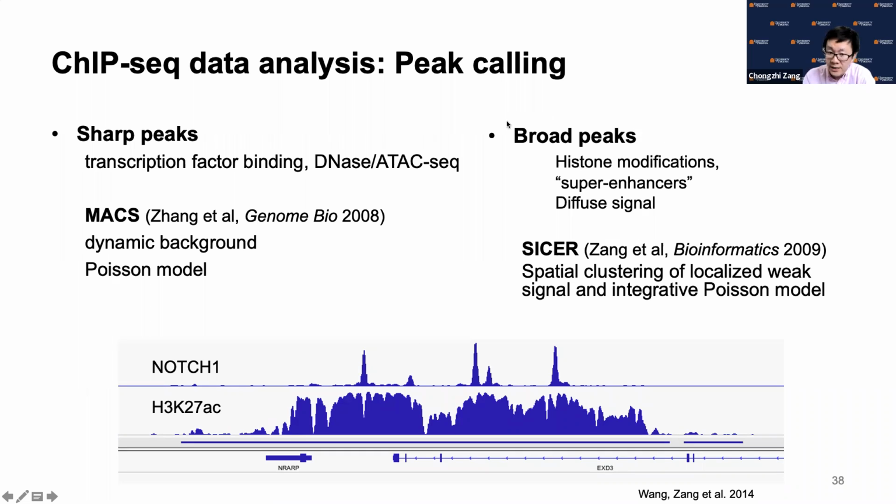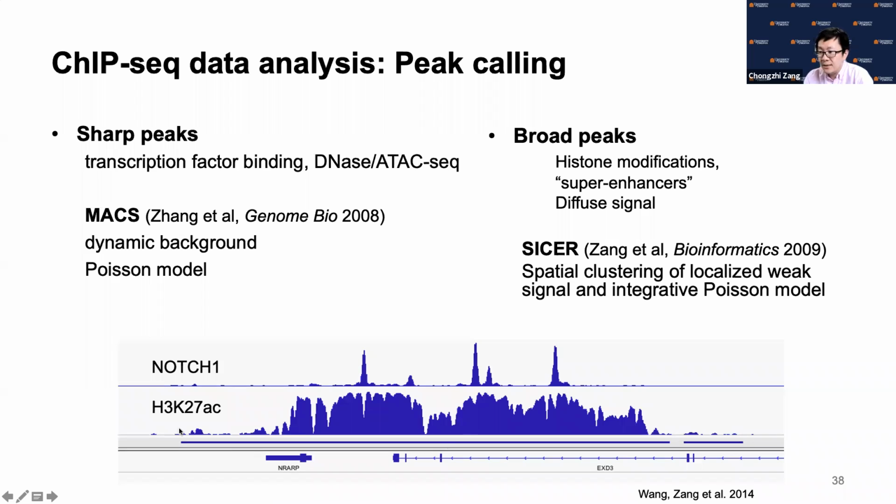Whereas for broad peaks, a powerful tool is SICER, which I developed many years ago when I was a graduate student. It uses spatial clustering of local weak signal to aggregate the weak signal together and form a very broad enrichment domain, and also uses a Poisson model to determine the statistical significance.